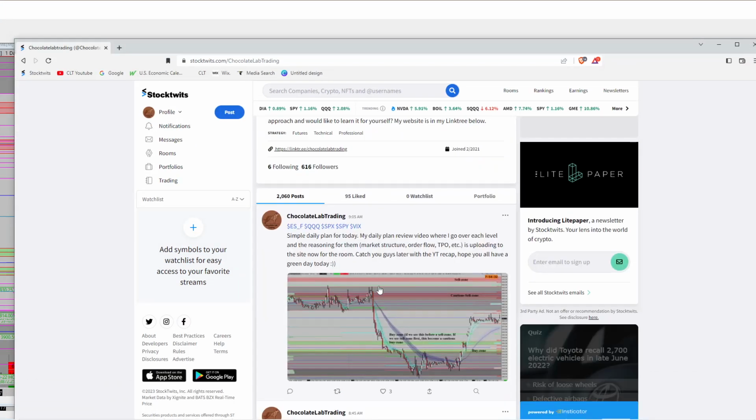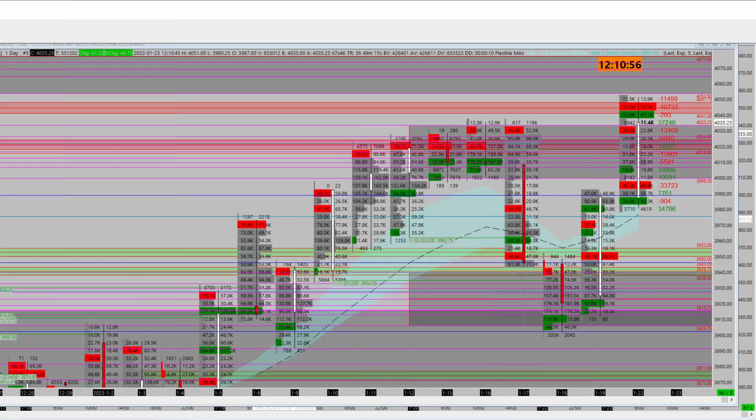So from there is the daily plan, right? So let's take a look at the intraday order flow. In hindsight, obviously, anyone could say today was an obvious long, right? Trend day up so far.